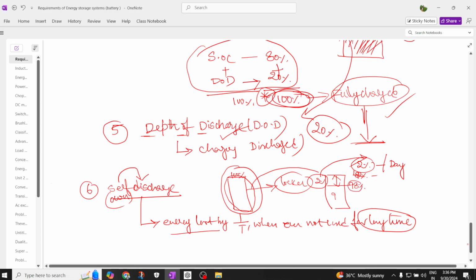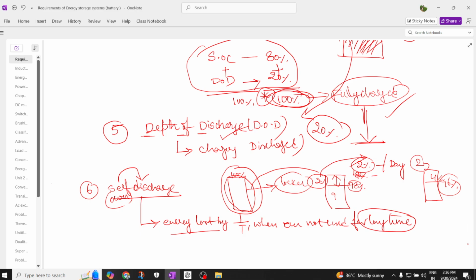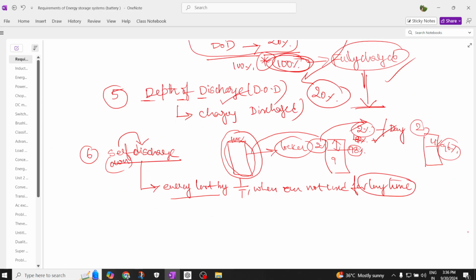So if you go for 2 days, automatically this will go to 4% discharge, and 96% of charging will be available. So when you're not using a mobile phone for a longer time, maybe 1 day or 2 days or 1 month, around 2% of self discharge occurs per day. This is called self discharge.